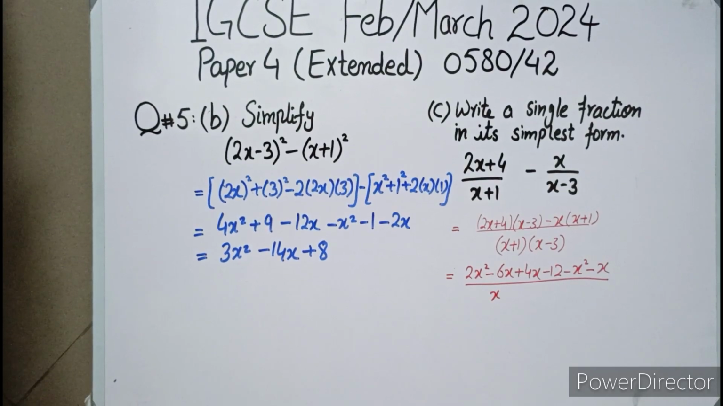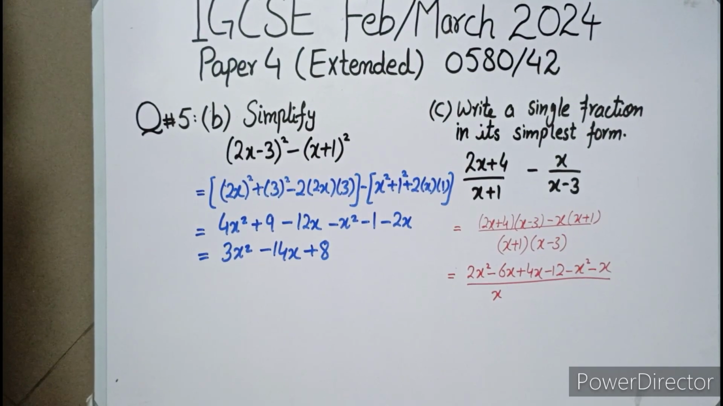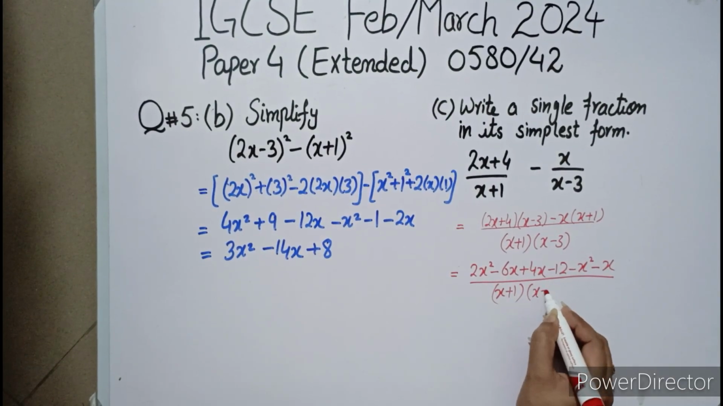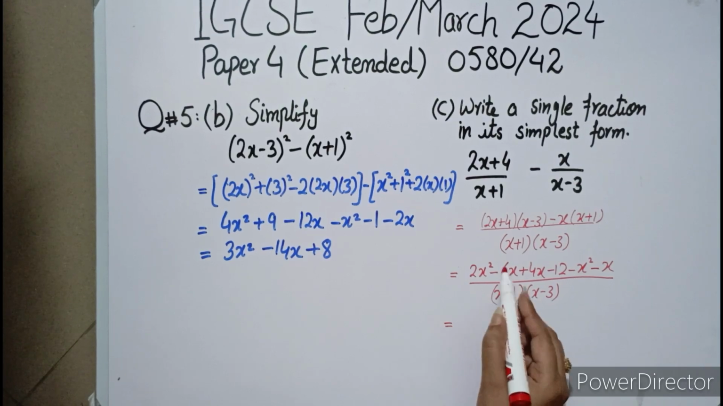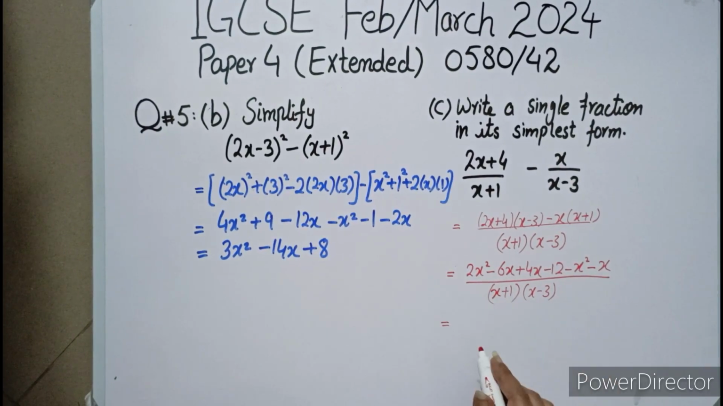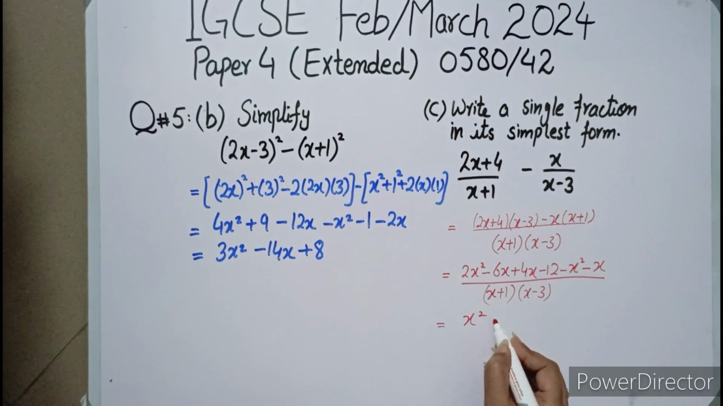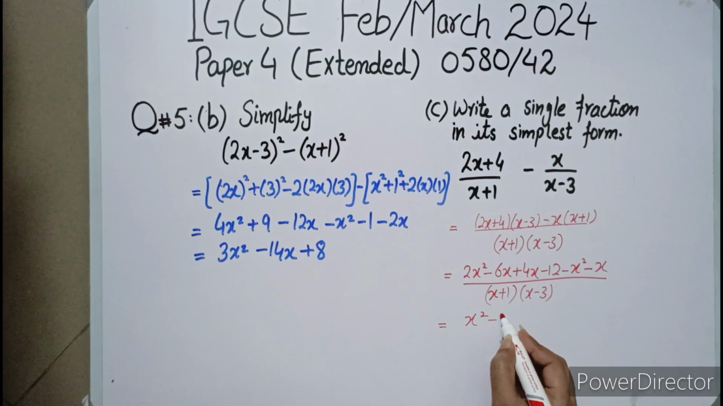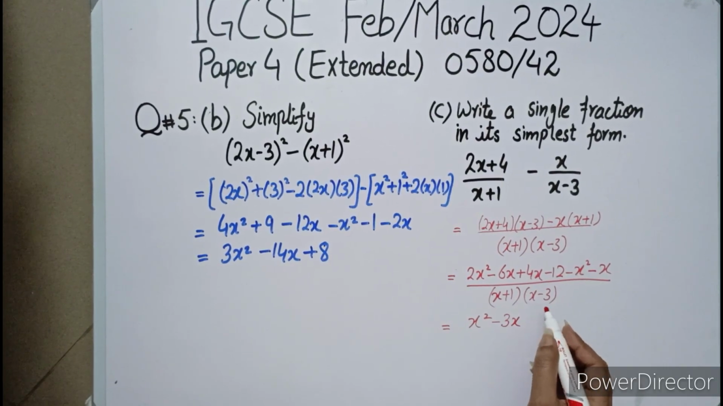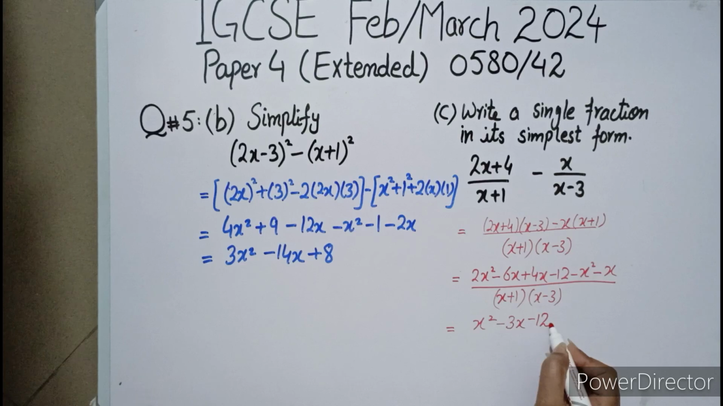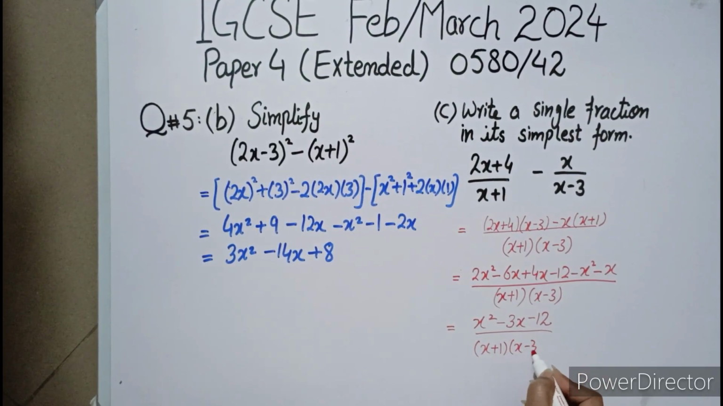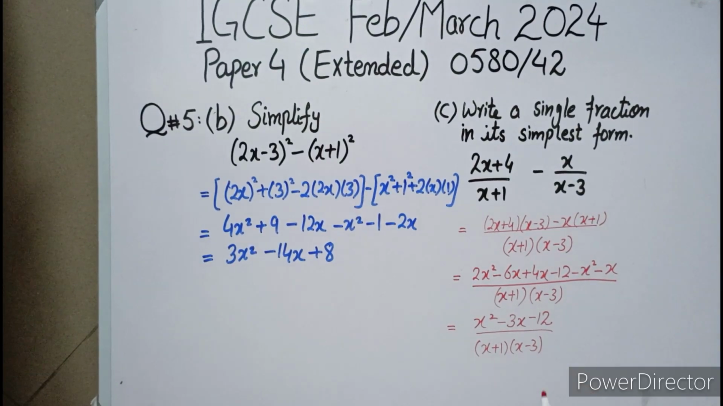So x plus 1, x minus 3. Simplify the numerator. 2x squared minus x squared will be x squared. 6x and minus 3x... 4x and minus 1x will give you 3x. Furthermore, you will have a constant of minus 12, over x plus 1 and x minus 3. This is the simplest form in a single fraction.